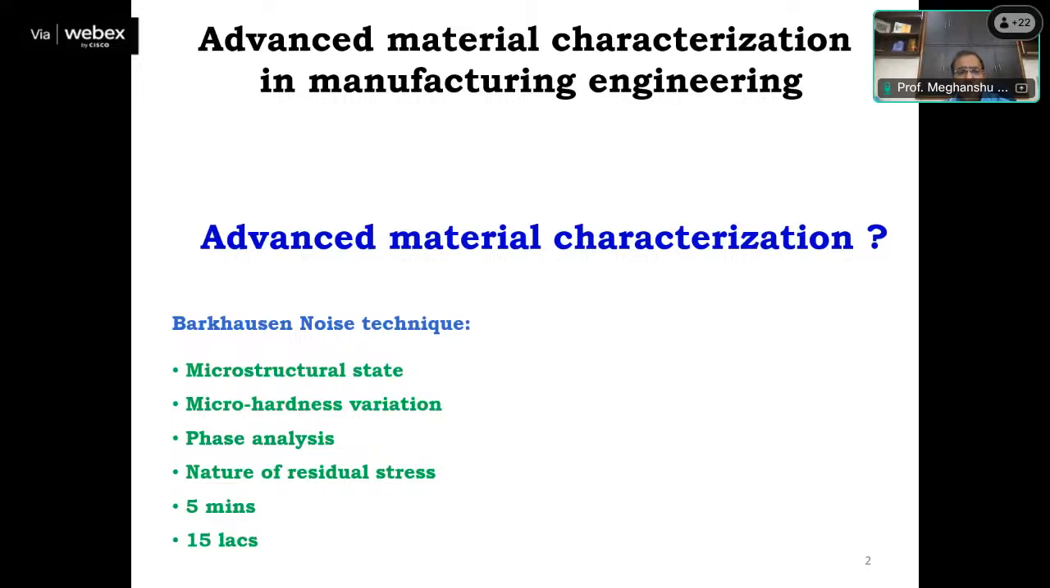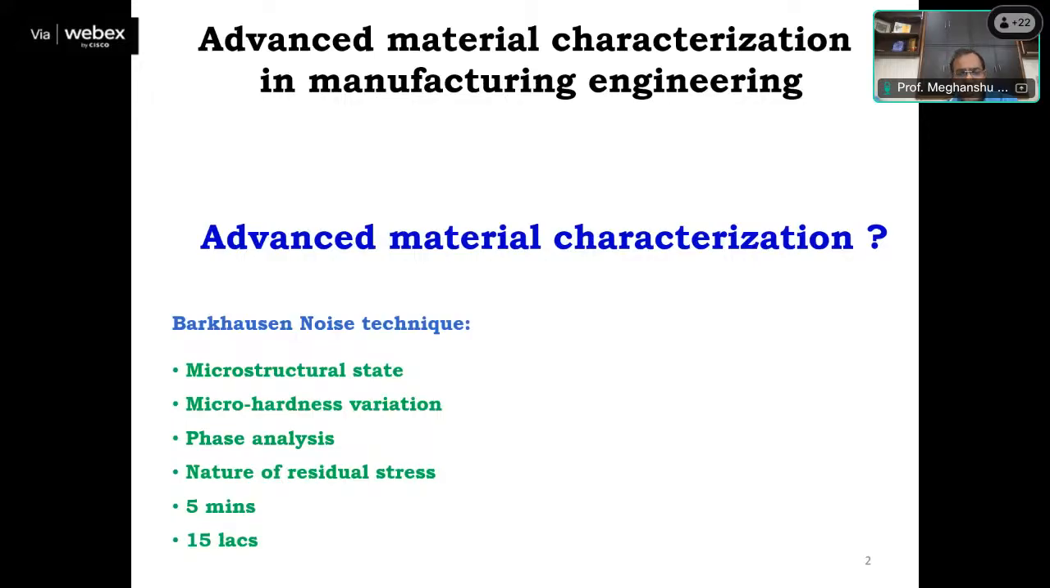This technique is used for microstructure state analysis, to assess the micro hardness variation, and for analysis of phase and nature of residual stress. The residual stress is very important. It is defined as the amount of stress that remains in the manufactured component under unloaded condition. So when you remove all the load, and if the workpiece material or the manufactured component is having any amount of stress, that is the residual stress.